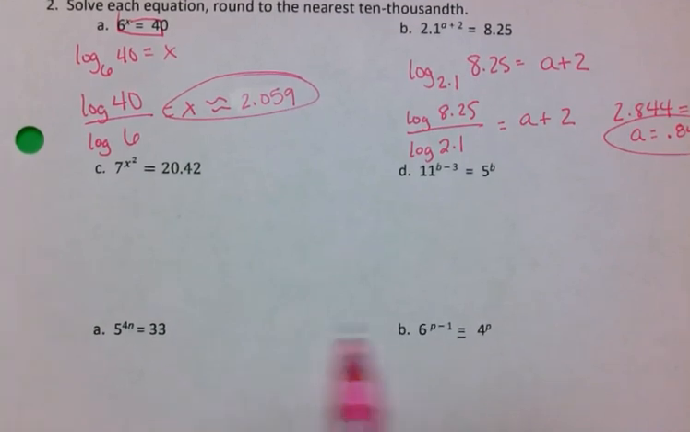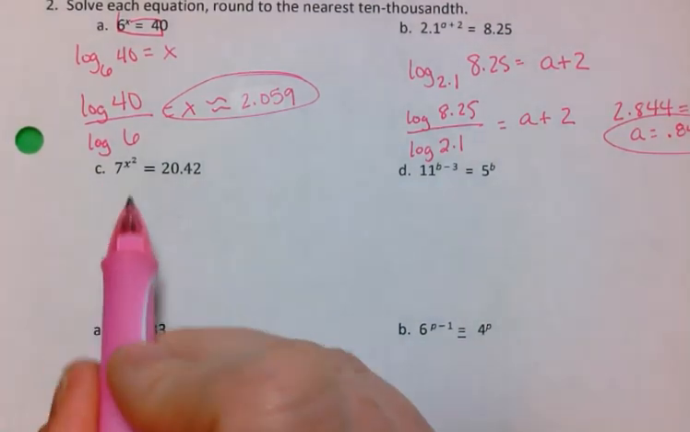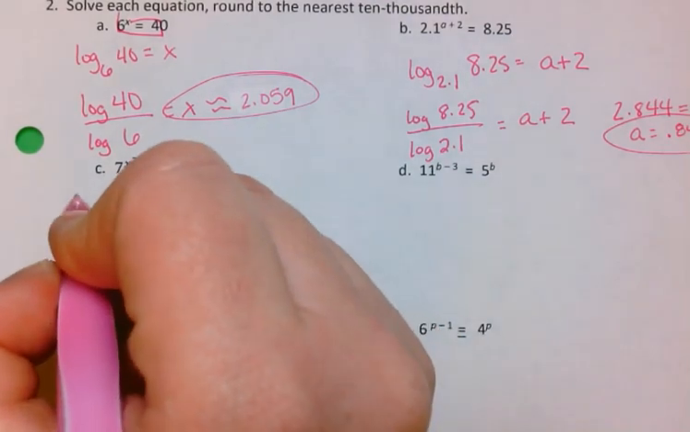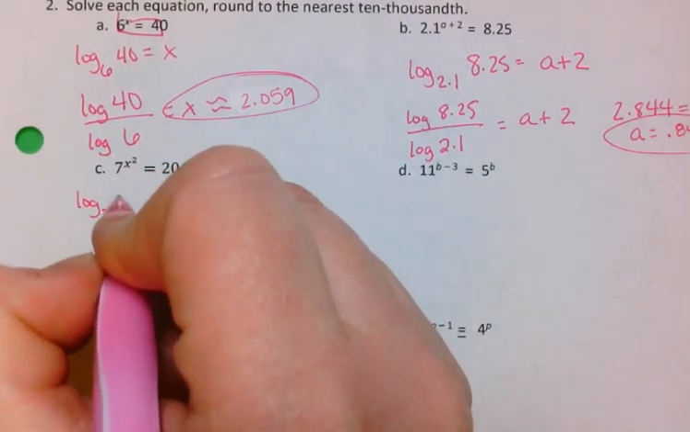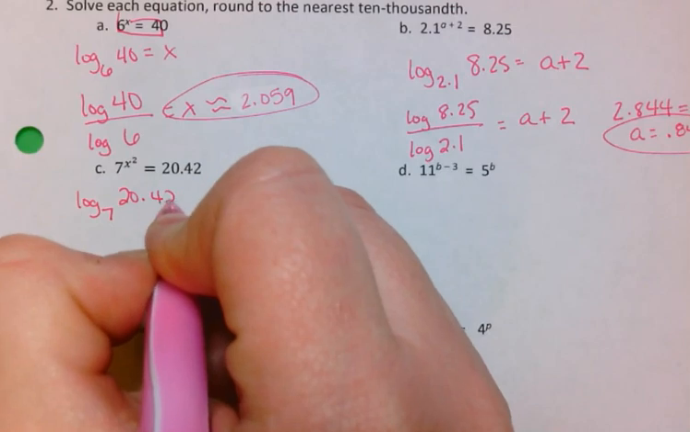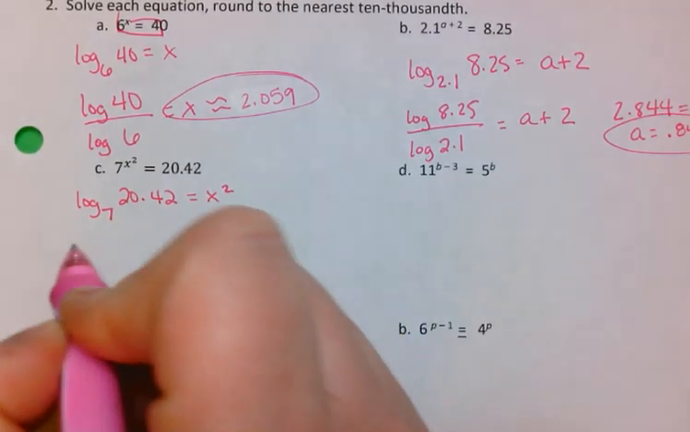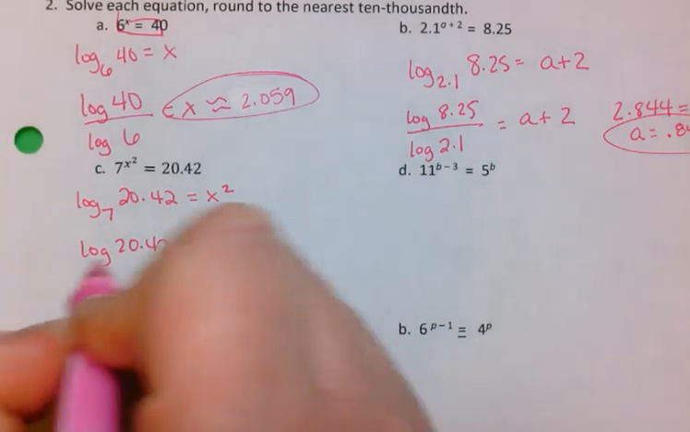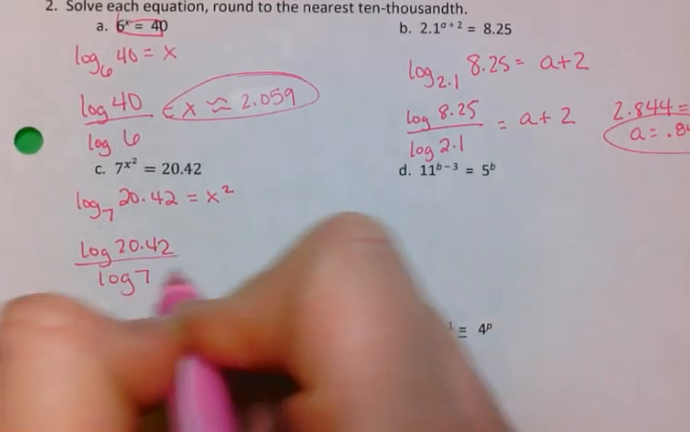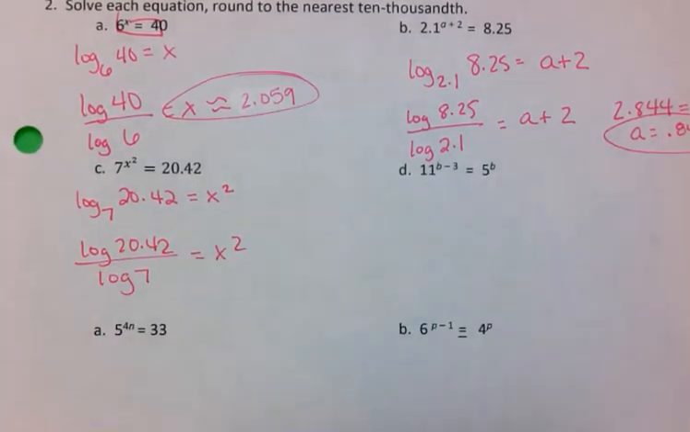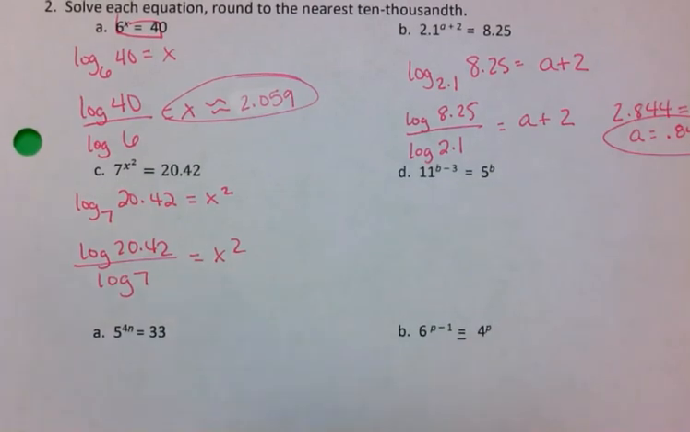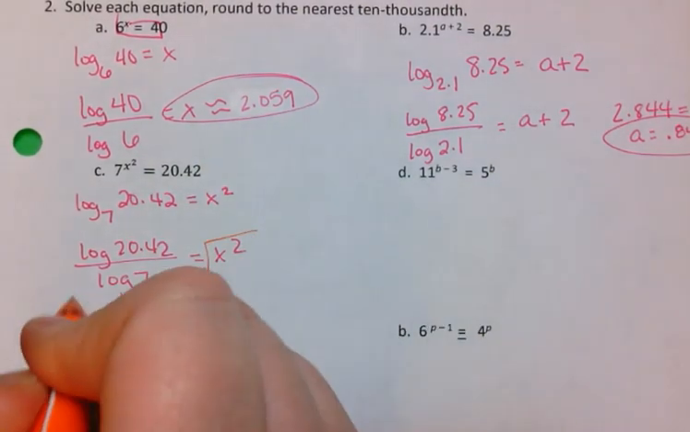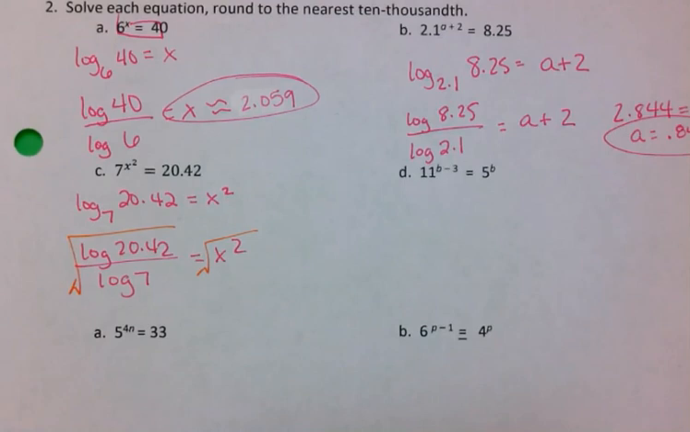This would be my section 3, I want to say, but I don't remember. Oh yeah, because this has a neat line underneath it for underlining. So this one here, log base 7 of 20.42 equals X squared. Log of 20.42 divided by log of 7 is equal to X squared. Take the square root of both sides. It's the only one I actually just do by hand.